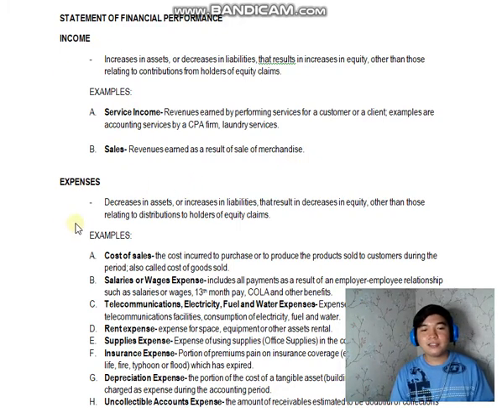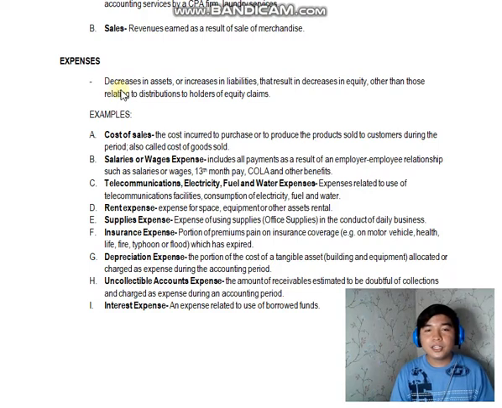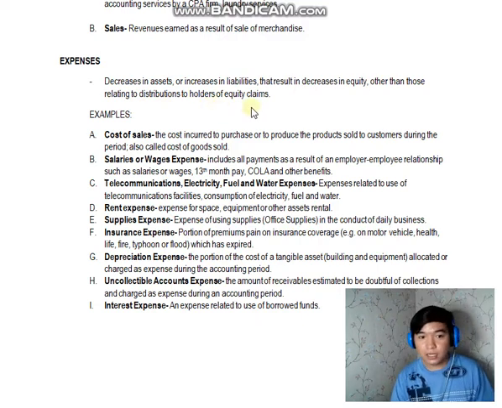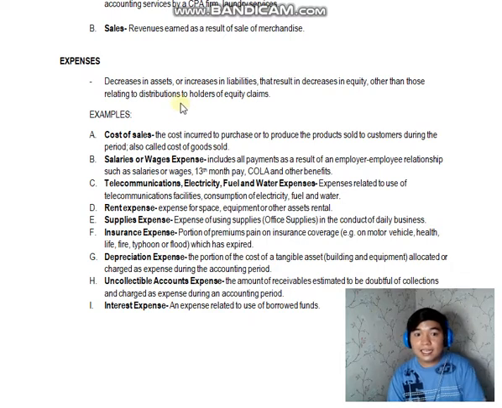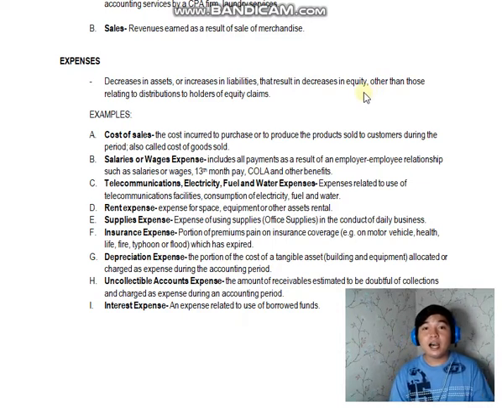Magtungo naman tayo sa expenses. Under the standard, sinabi, expenses is decreases in asset or increases in liabilities that results in decreases in equity other than those relating to distributions to holders of equity claims. So, expenses are decreases in assets and increases in liabilities that results in decreases in equity. Okay? Nagpapababa ng equity. Other than those withdrawals. Other than withdrawals. Okay? Expenses po yung nagpapababa sa equity other than withdrawals.